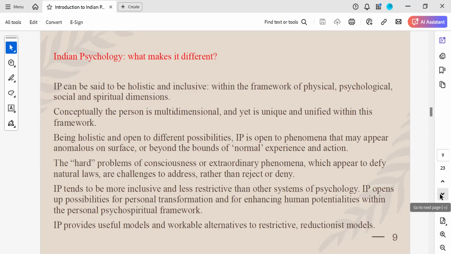Now, being holistic and open to different possibilities, Indian psychology is open to phenomenon that may appear anomalous on surface or beyond the bounds of normal experience and action. That is to say that because there is a dimension of spirituality included here, if you were to speak to the Western psychologists, they might not really agree to the normative of this particular practice. So that's why it said it might be beyond the bounds of normal experience and action.